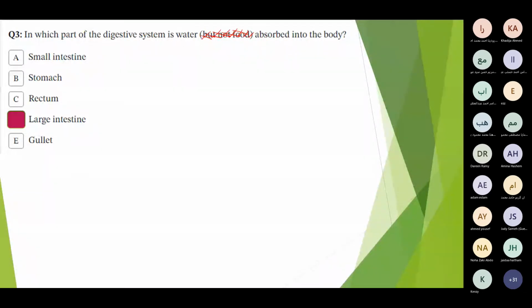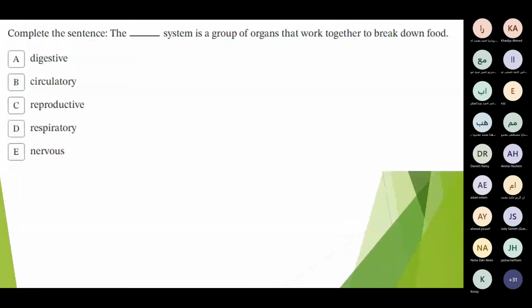Complete the sentence. The system is a group of organs that work together to break down food. Which system is a group of organs work together to break down food? I think it's easy, huh? كل ده تفكير يا ليلى.